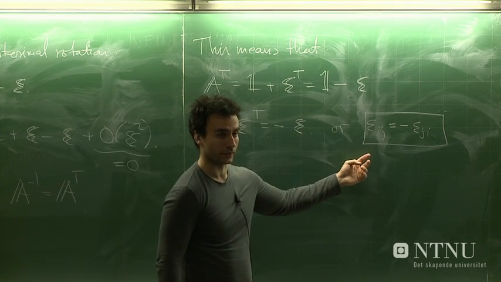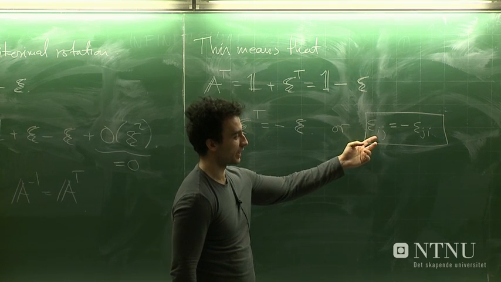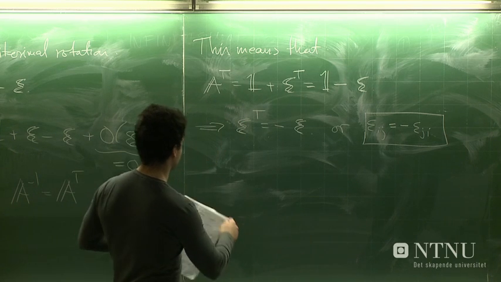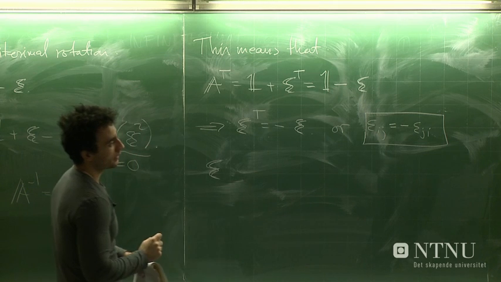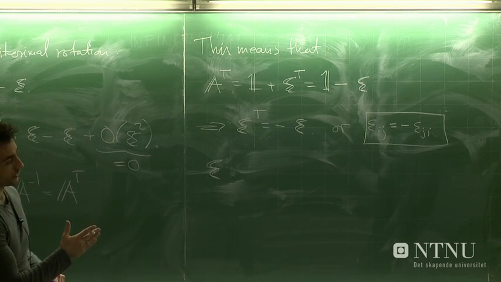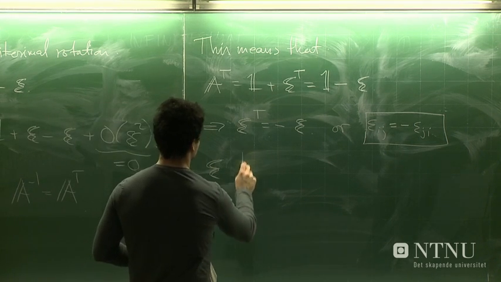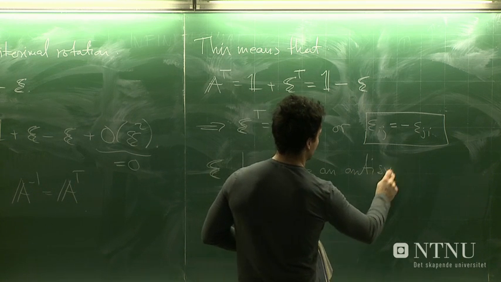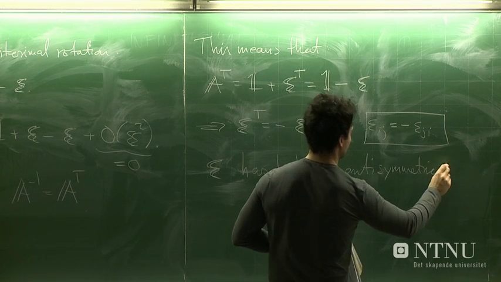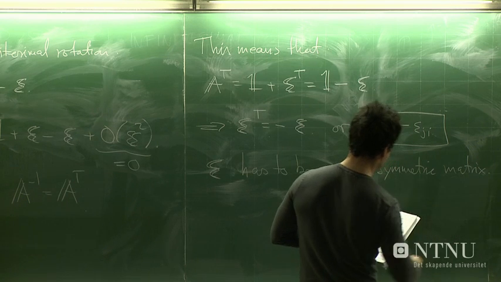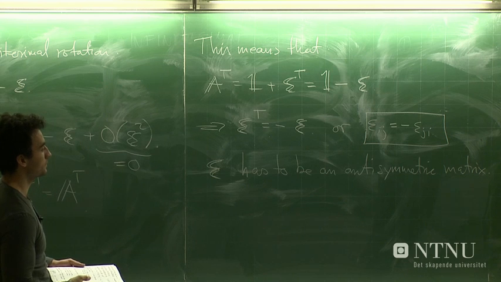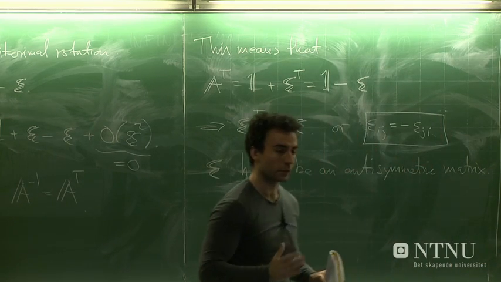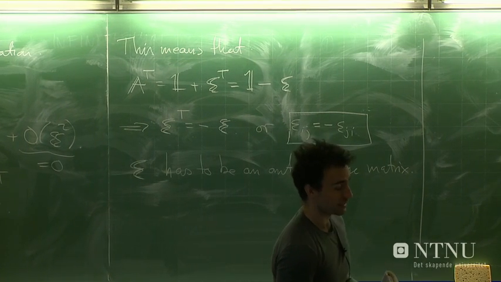Namely, it's an anti-symmetric one, because we say that epsilon ij is equal to minus the element you get if you interchange the rows and columns. So for an infinitesimal rotation, this epsilon has to be an anti-symmetric matrix. Okay. So let's try to work with that. We know that epsilon is anti-symmetric.